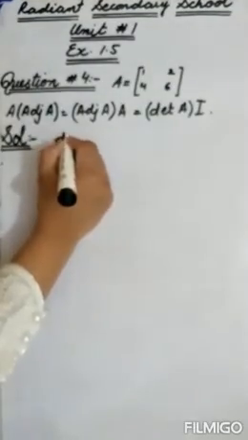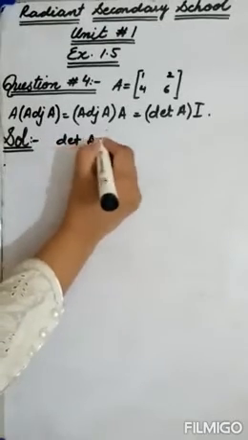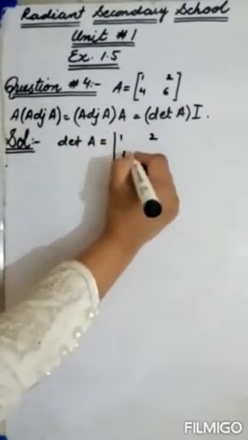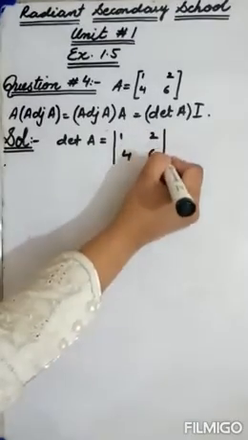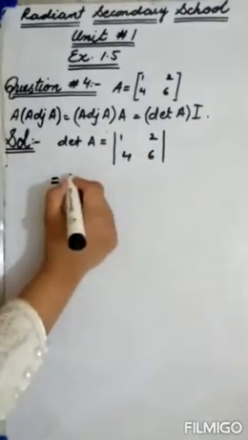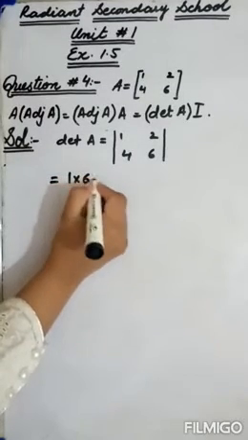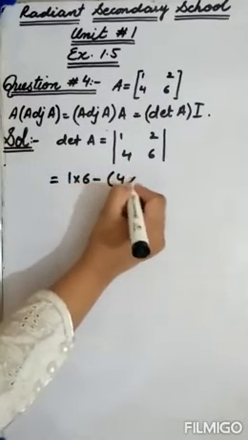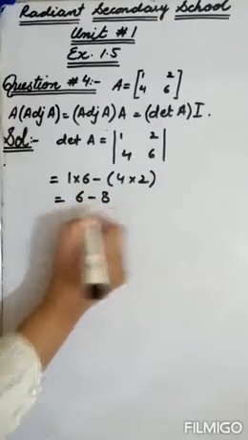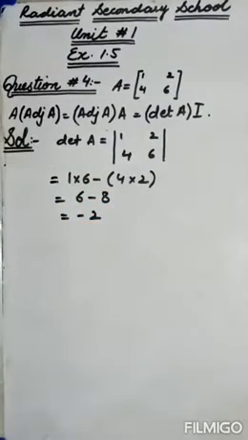Now determinant of A is equal to, first straight lines should be there, 1, 2, 4, 6. Okay, how will you take the determinant? Product of diagonal entries minus product of non-diagonal entries. So it will be 6 minus 8, which is equal to minus 2.